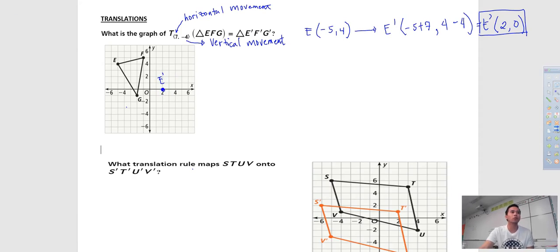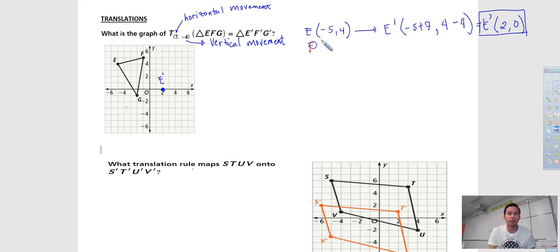So if you look into your E prime, you can check if the movement is right, 7 and -4. You count 1, 2, 3, 4, 5, 6, 7, and it's negative, so it goes down 1, 2, 3, 4. So it's a lot easier if you know how to read those rules that we have there. So 7 to the right because it's a positive 7, and then 4 down because it's a -4.